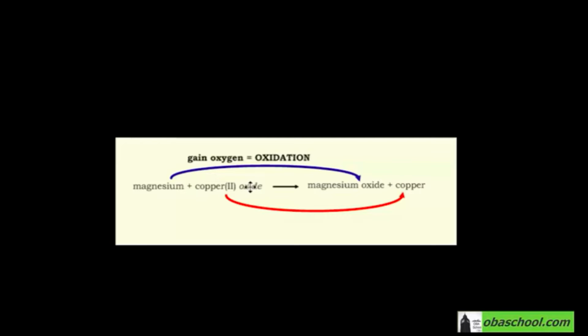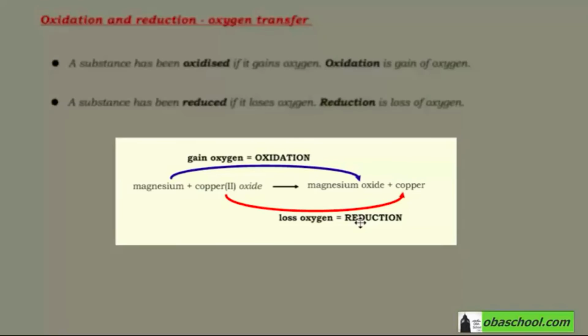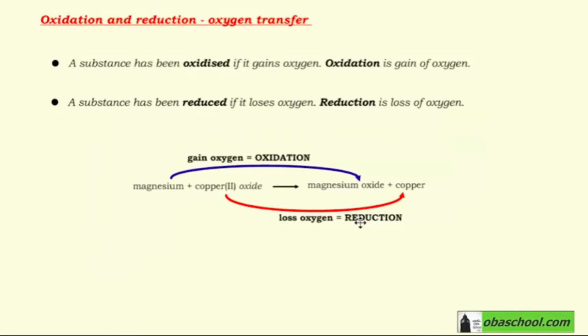However, copper oxide lost oxygen. It became copper. It underwent reduction. So oxidation is when the substance gains oxygen. However, reduction is when the substance loses oxygen. So this is the difference between oxidation and reduction.